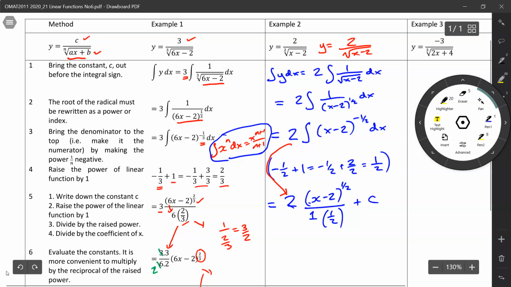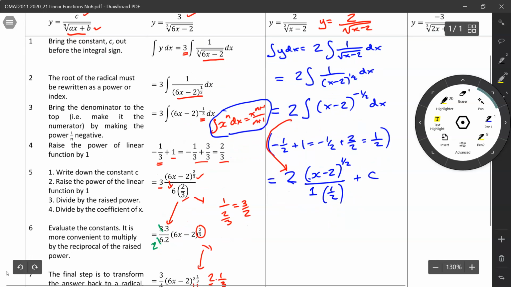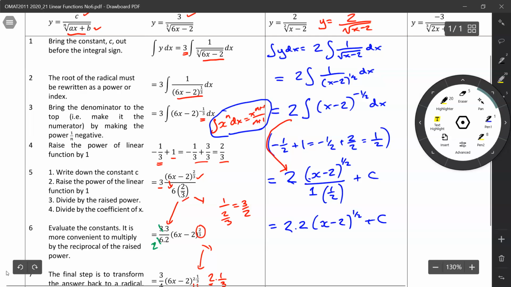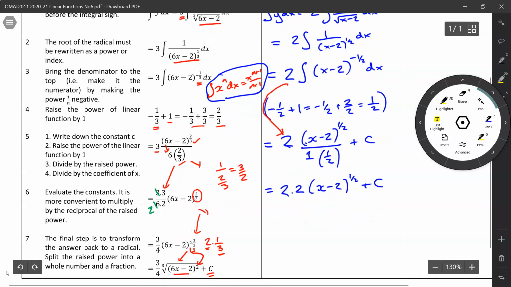I can now just tidy things up a bit. So I can now simplify this: I have 2 here, and the half, if I invert that, so dividing by half is the same as multiplying by the inverse of that, which is 2 times x minus 2 to the power of a half, plus my constant of integration. And that gives me 4 times the square root of x minus 2 plus the constant of integration.